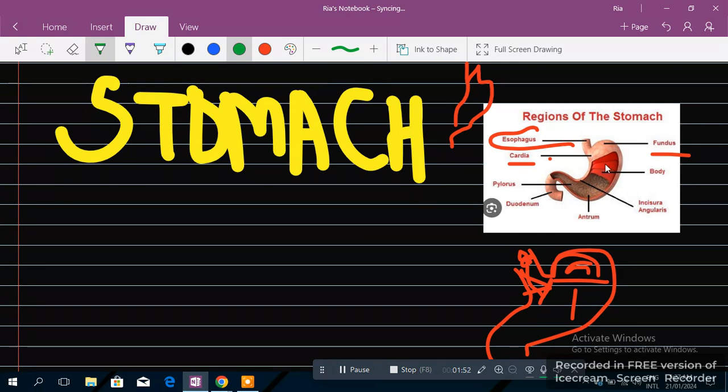Then you will see we have the body. Then the last part is the pylorus. So these four underlying parts make up the stomach. And yes, a very important point.